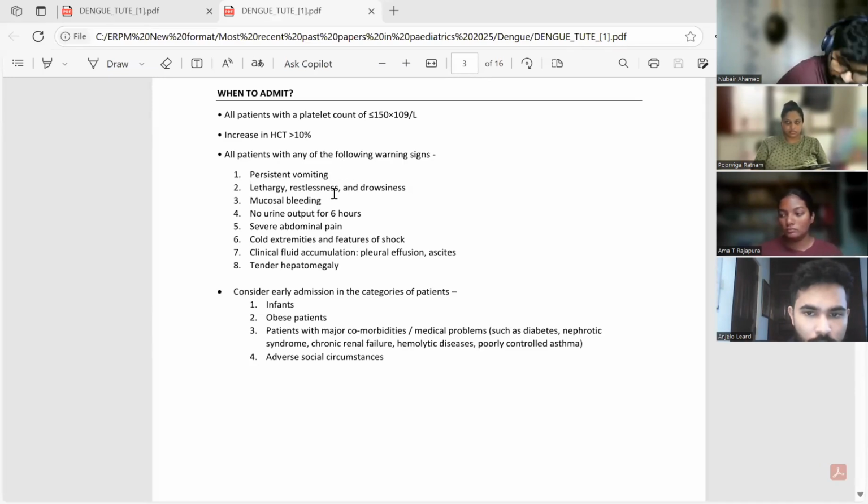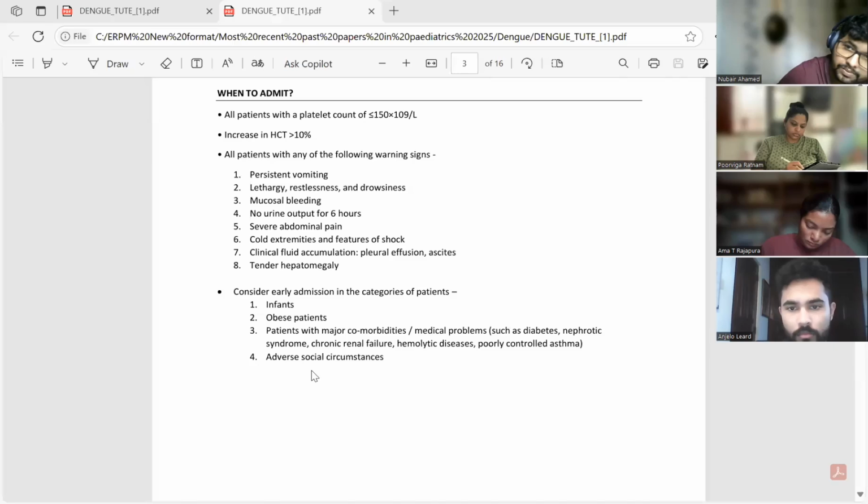So persistent vomiting, if the child is lethargic, drowsy, if there is mucosal bleeding, if urine output is poor, severe abdominal pain, if the child has cold extremities and shock, and clinical features of leakage like pleural effusions. If the child is an infant, an obese child, has other comorbidities, liver failure, renal failure, or adverse social circumstances, like no transportation, patients from remote areas, irrespective of their platelet count, you might admit. You don't say, okay, go home and come back tomorrow morning if they don't have a bus to come to hospital.